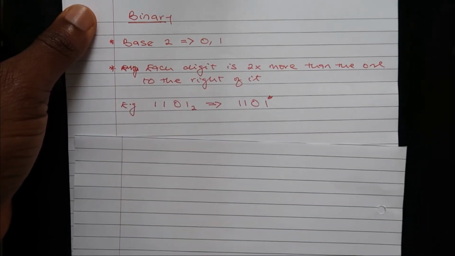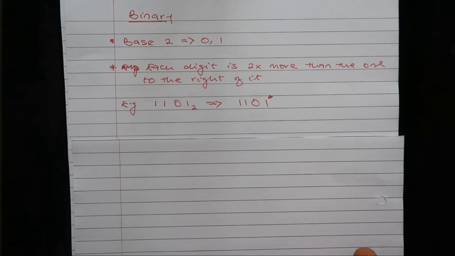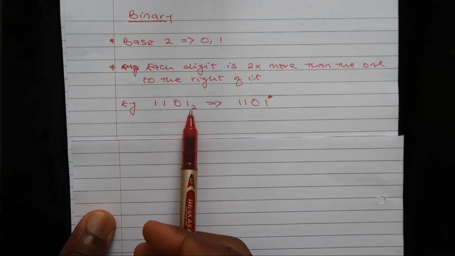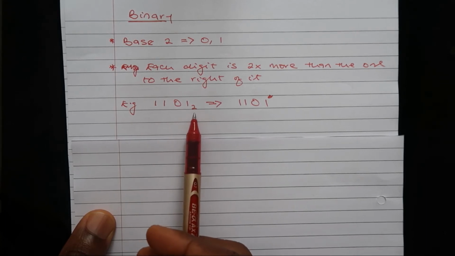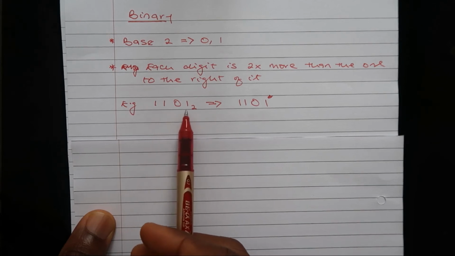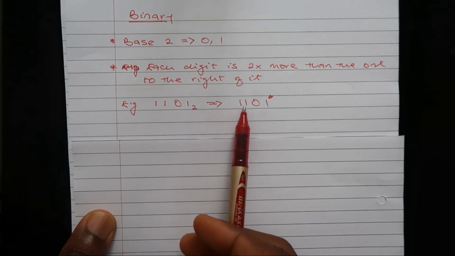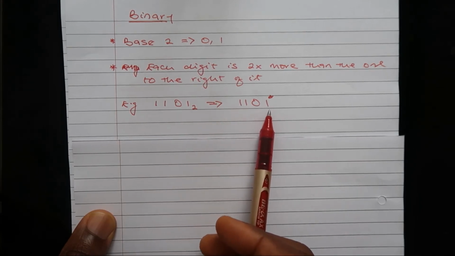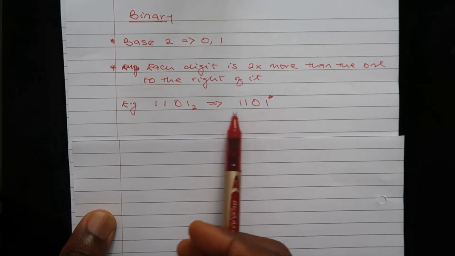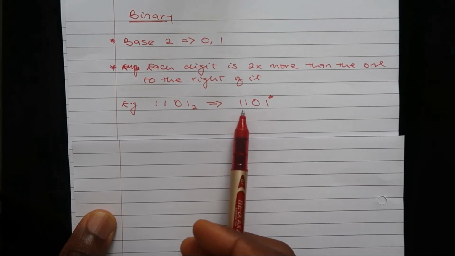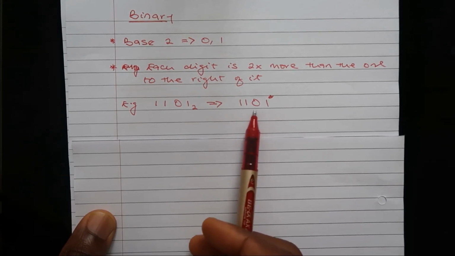Each digit in a binary number is always 2 times more than the one to the right of it. And here is an example of a binary number. I've written the subscript 2 there to denote it in its purest form. When it's written like this, we know we're definitely working with a binary number. In some questions you might see 1101 written without the subscript. In that question, they may have told you that you are working with a binary number, so you need not worry to denote if this is to base 10 or to base 2.